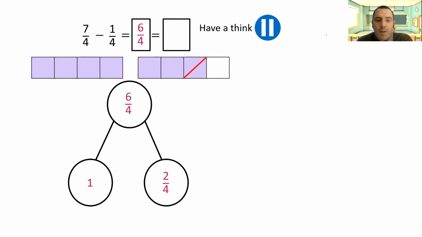So 4/4 becomes 1. So where the numerator equals the denominator, that's worth 1. And 2/4 we can simplify down to 1/2. So our numerator is half of our denominator. So the answer to this question is 1 and 1/2.